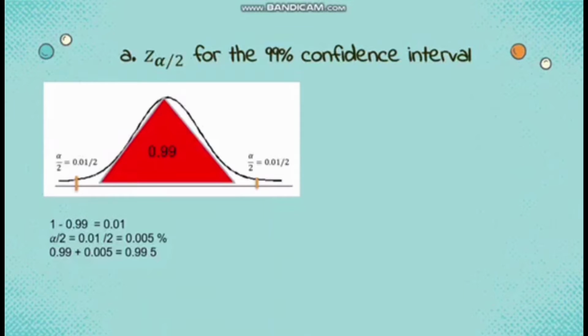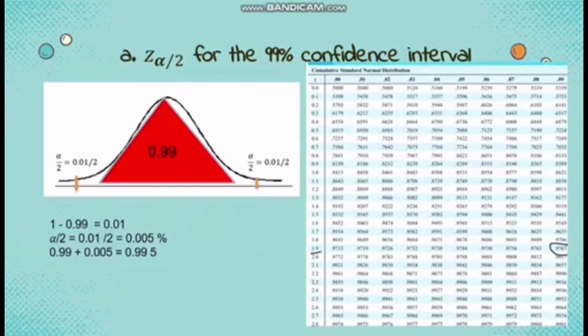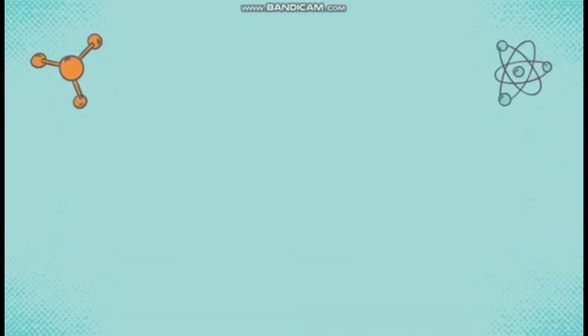0.99 plus 0.005 is equal to 0.995. By looking at the table of Z values, we will find the location of 0.995. That is equivalent to 2.58.